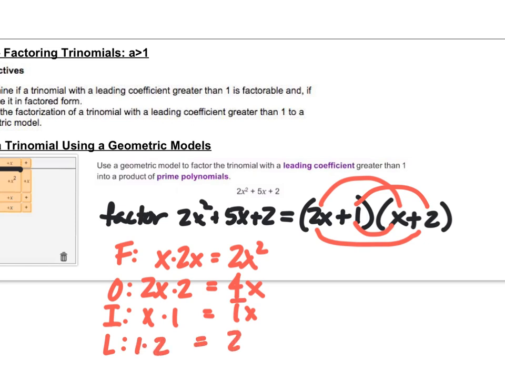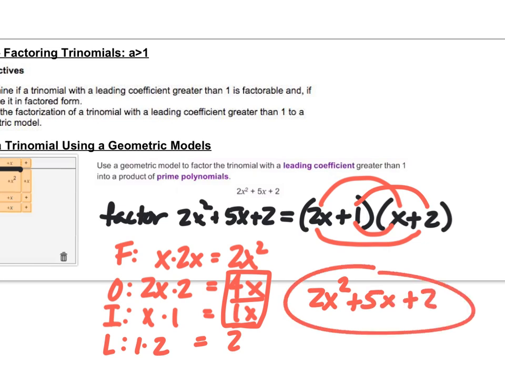If we add all of these together, you'd get 2x squared. These two you can combine as like terms, and you'd get a positive 5x and then plus a 2, which matches the same thing that you've got right here. So that's the idea of using the geometric models. The only difference is that we can't really ask that same question we did in section 4.